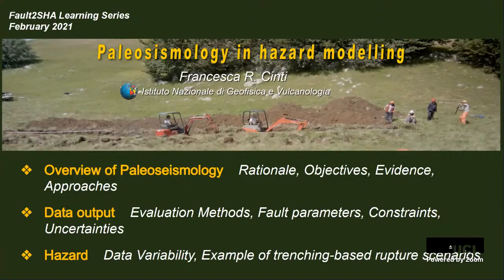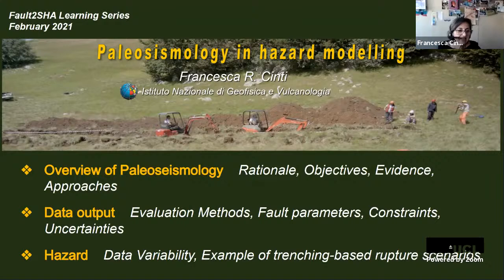So keeping in mind this line, my lecture will be divided in three sections. The first section is an overview of palaeoseismology, then the data output section, and then hazard, where I will make some reflection on data variability under a palaeoseismic perspective, and also I will present you an example of trenching-based rupture scenarios.